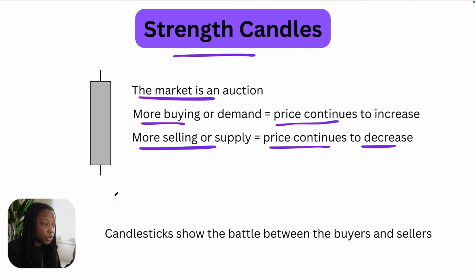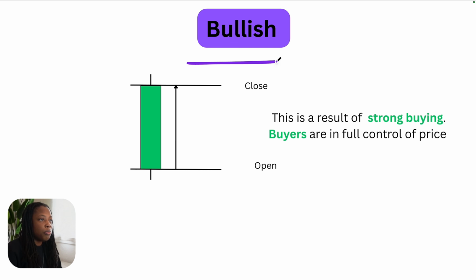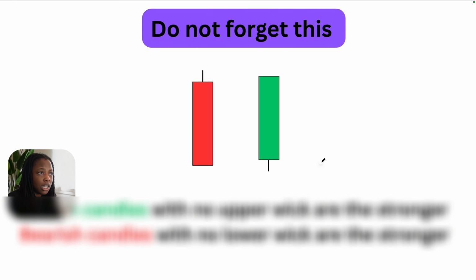Now, these strength candles just show you that one side, either the buyers or the sellers, dominated and won the battle during that period. So for bullish strength candles, you would see that price opens lower here and pushes higher. As a result of strong buying, buyers were in full control of price. And the opposite is true where sellers open price here and it pushes down and closes lower. The candle will be red, and in that case, sellers took control in that session.